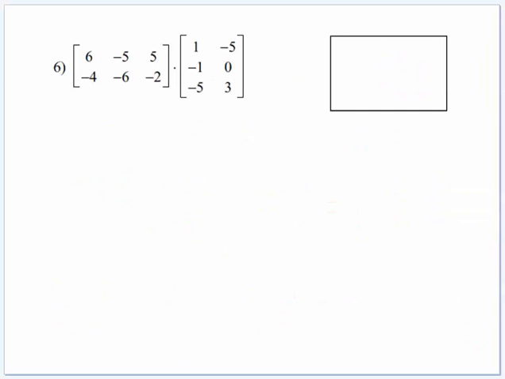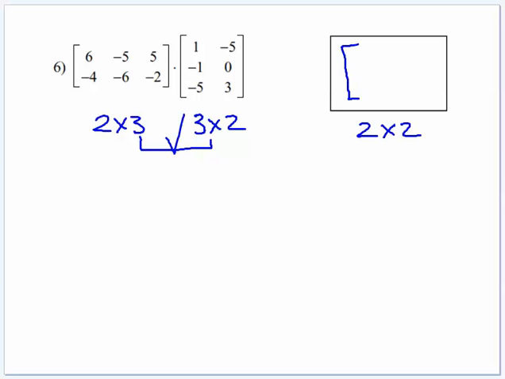The last problem in this set of basic matrix math work is also matrix multiplication. This is a 2 by 3, and this is a 3 by 2. Compare the inner numbers. They're both the same, so we're good to go. The outer numbers give us the size of our answer matrix, which will be a 2 by 2. Our brackets here. And let's get going just like we did with the other one. Our first row is 6, negative 5, and 5, so we'll go ahead and write 6, negative 5, and 5.